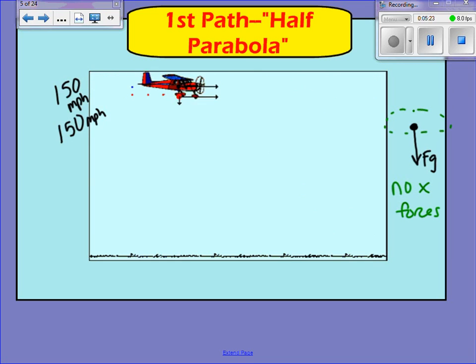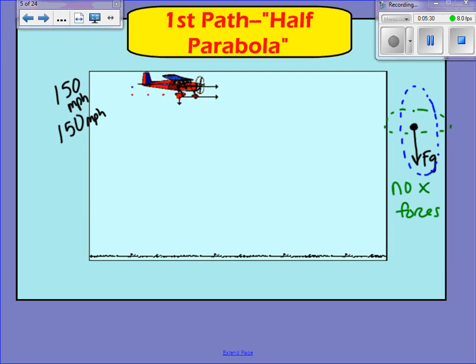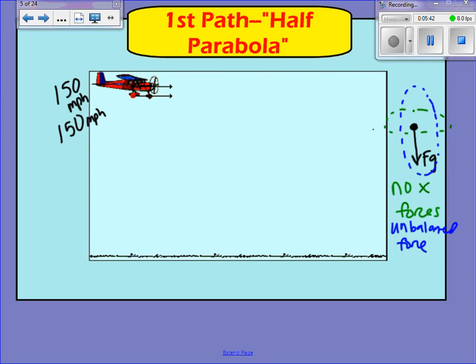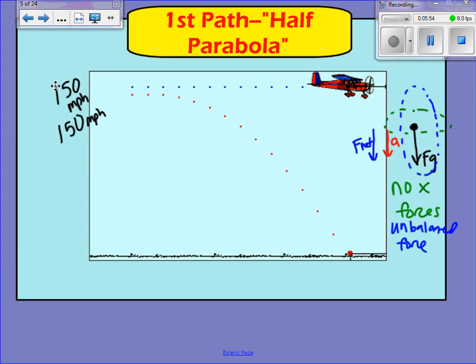Now, on the other hand, the object is experiencing y forces. It's experiencing the force of gravity, and the force of gravity is the only force in the y direction. Since there is an unbalanced force in the y direction, namely the force of gravity, unbalanced forces cause net forces. And since there's a net force, there's also an acceleration in the same direction. And that's why the object accelerates as it moves down.